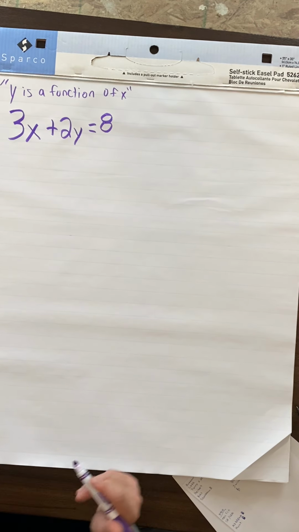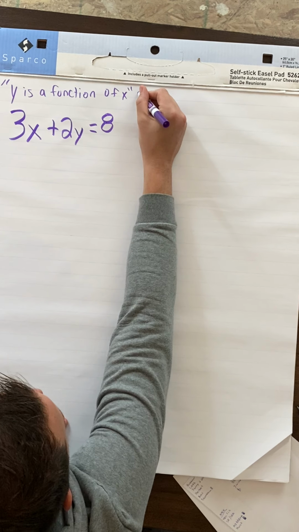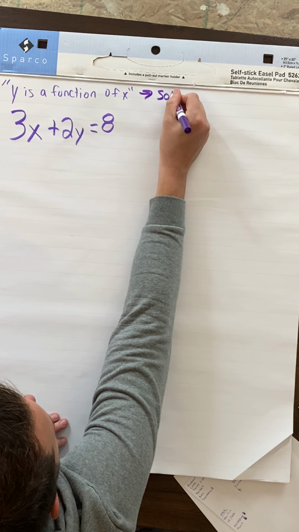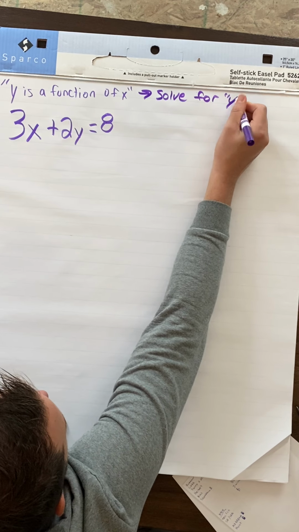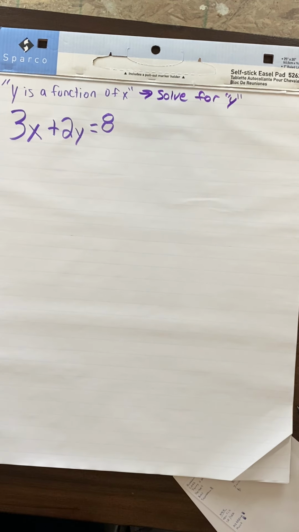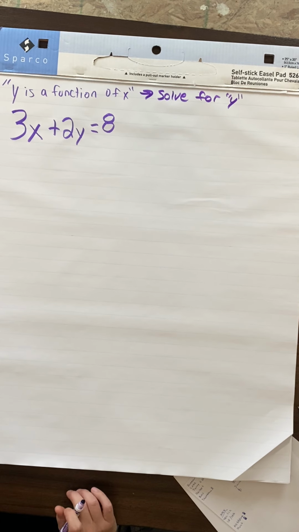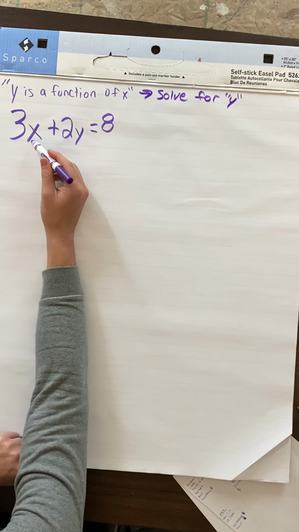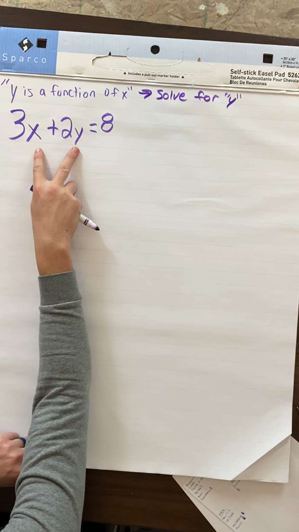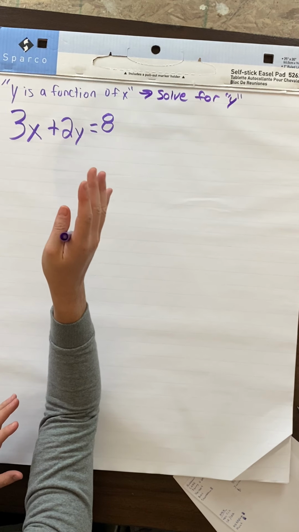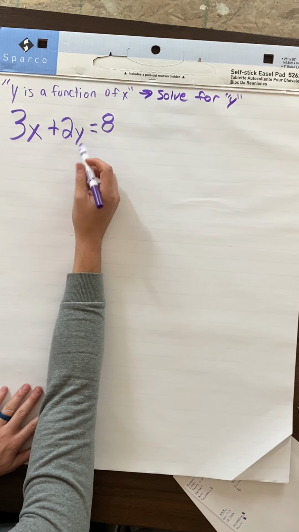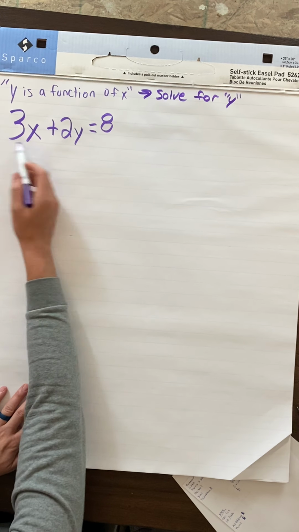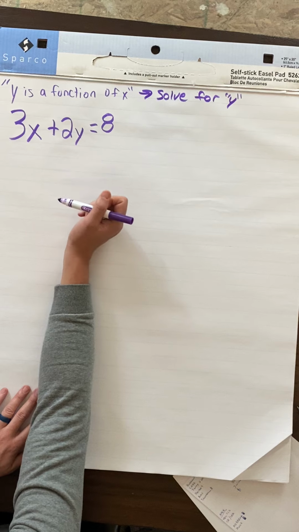When it says this, all this means is solve for y. So that's all we're doing. We're trying to get y alone. So notice we have two variables here, x and y. These are not like terms because they're different variables. So what we want to do is get y alone. In order to get y alone, we have to get rid of this 3x and we have to get rid of this 2.